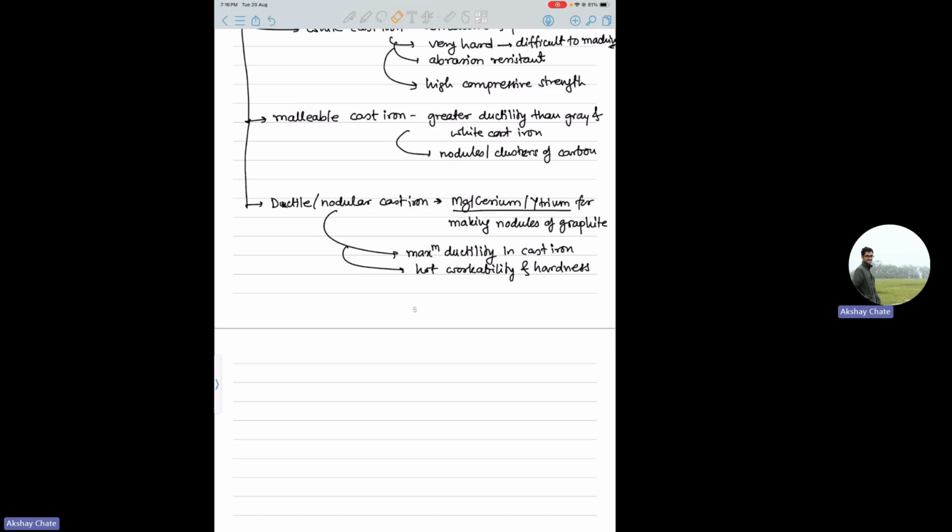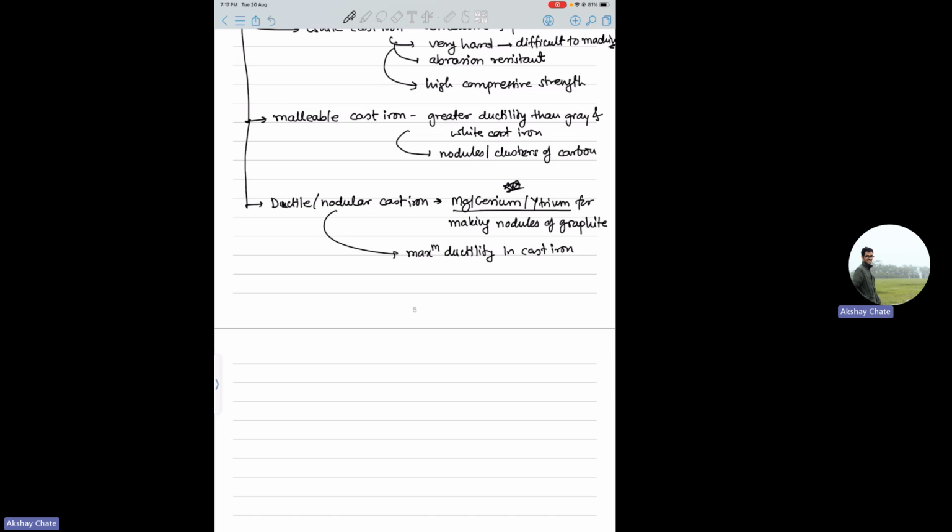Oh, 1 second, sorry, not this. This is for steel, this is not for irons. Okay, so sorry for that. But you can remember these things. This is important for competitive exams. Magnesium, yttrium, or cerium, these kind of components are added. It's a broader classification. You can read more about it in your material science books.